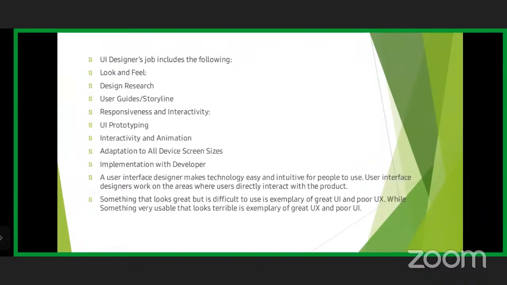So what is the job of a UI designer? Remember I said UI and UX are two things combined together to give UI UX. So right now we're talking about UI. And please let's note that you can specialize in just UI design, or you can specialize in UX design, or you can specialize in product design. As we move on, I'm going to explain the differences.